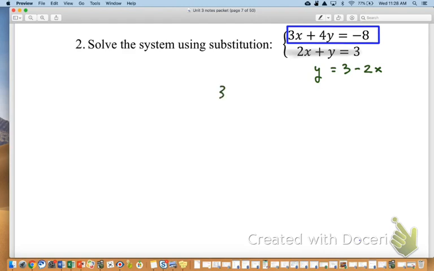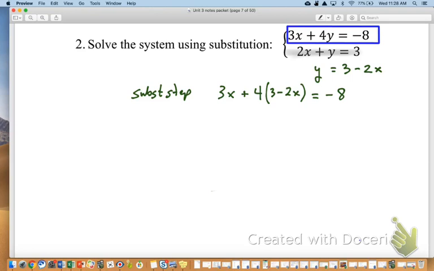So it's going to be 3x plus 4, the y is out of there, equals negative 8. What is the only player that I could substitute in for the y? 3 minus 2x because they're equivalent. I've got to use parentheses here because of the 4. So it'd be parentheses 3 minus 2x goes in for the y value. I would call this my substitution step because I have replaced the y. I've substituted the y out and replaced it with 3 minus 2x.